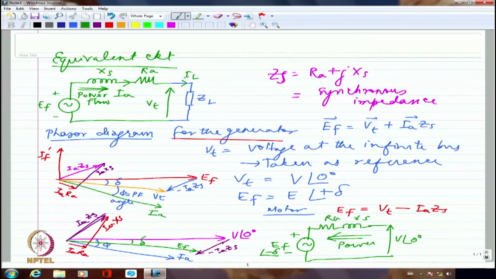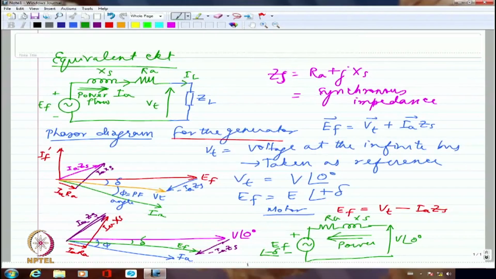So many times, the control of AC power transmission is through phase angle control. Very often we try to adjust the phase angle and then make sure that a sufficient amount of power flows. Right? So this is one of the major differences between the generator and motor. So is this clear? Is the phasor diagram clear?